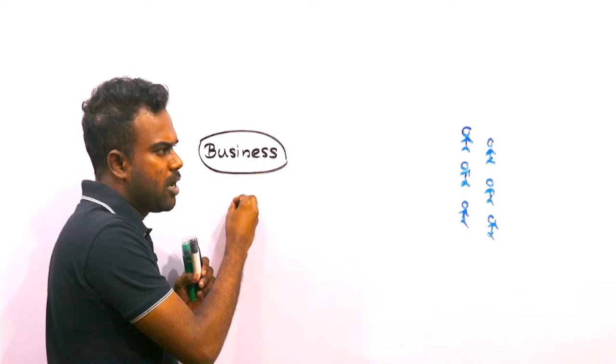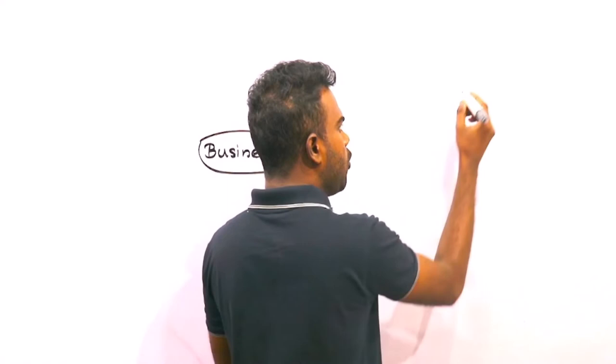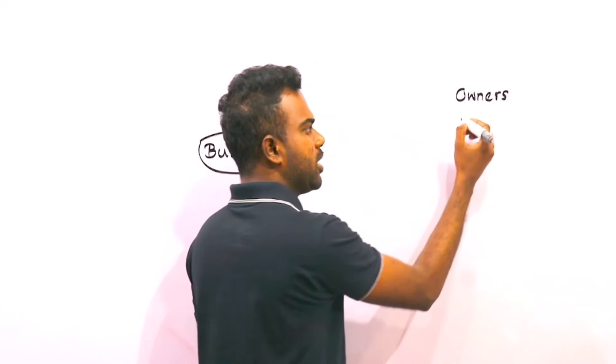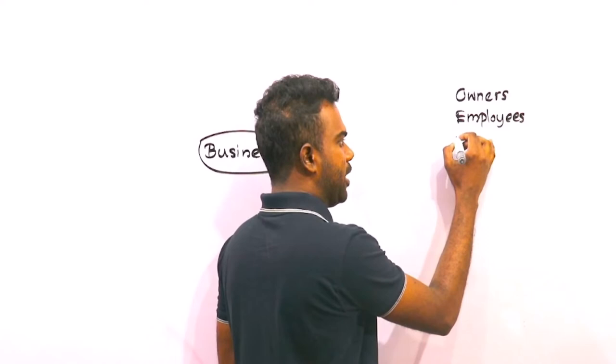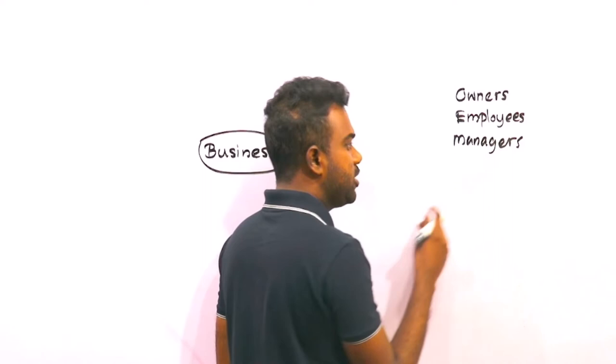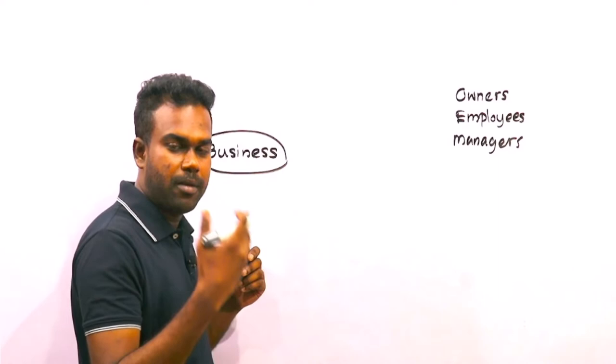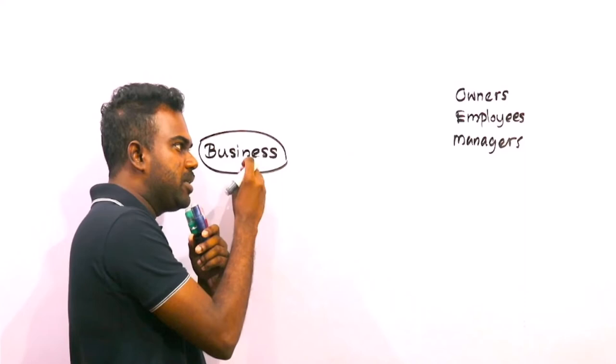As an example, I will erase this and write down here. There are so many parties: owners, employees, managers. I don't want you to write anything, just look at the screen. We can identify these parties as internal parties, like your parents and grandparents in the house. Owners, employees, and managers are inside parties, internal parties.